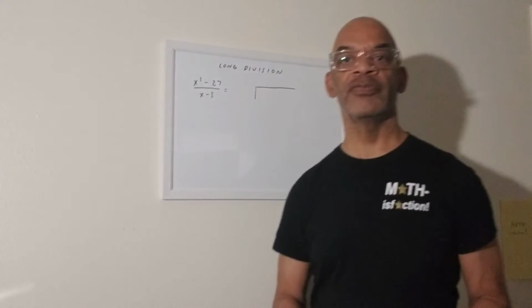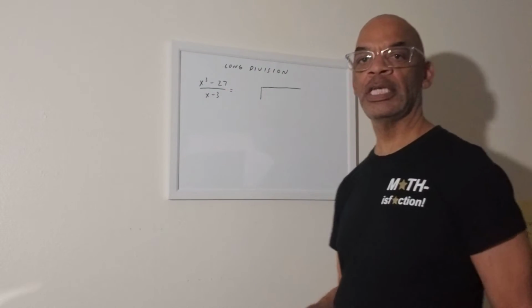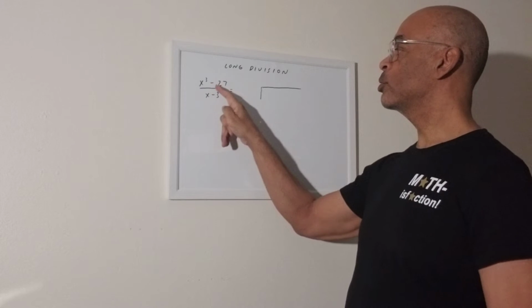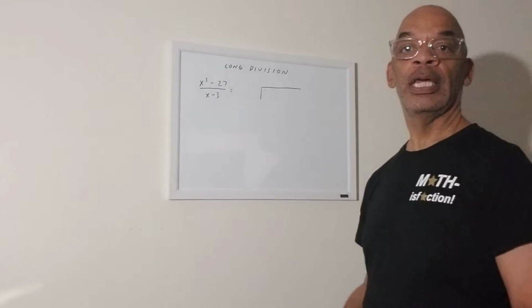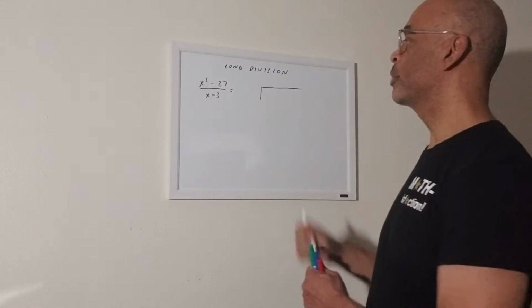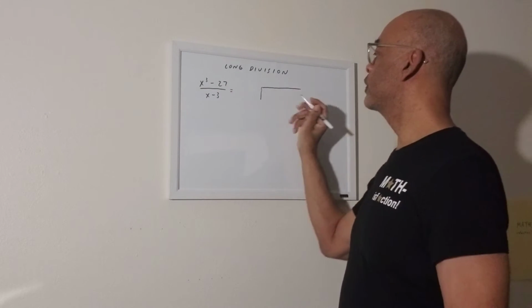Hey, this is long division of a polynomial. I will use the example x to the third minus 27 divided by x minus 3. Let's put the dividend, x to the third minus 27, under the division bar.